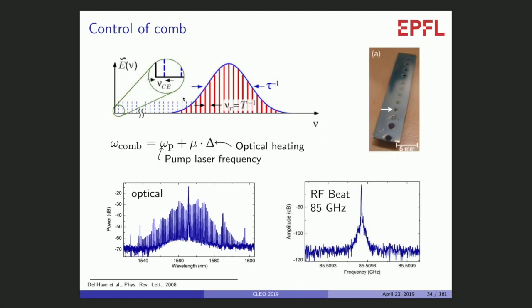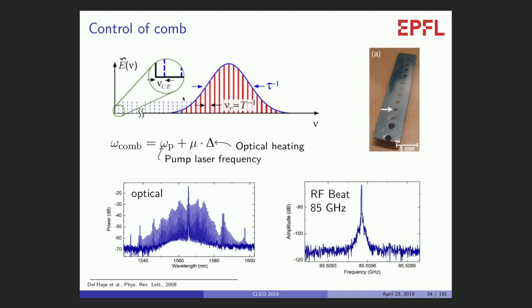So the comb in a microresonator differs from a femtosecond laser in a number of ways. One way in which it differs is that the pump laser itself is part of the spectrum. If you pump a microresonator with a CW laser, the pump laser itself becomes part of the comb spectrum, and that means automatically that if you change the pump laser's frequency, you will also change, to some degree, the carrier envelope frequency. Because in a non-trivial way, the pump laser frequency will influence both the absolute comb offset as well as the mode spacing.